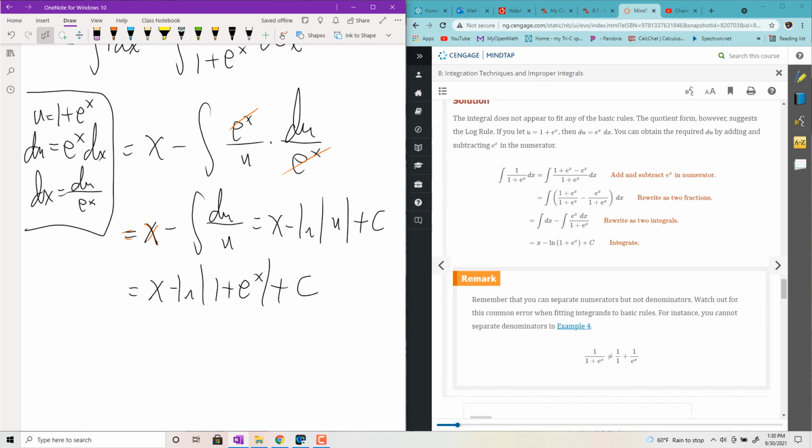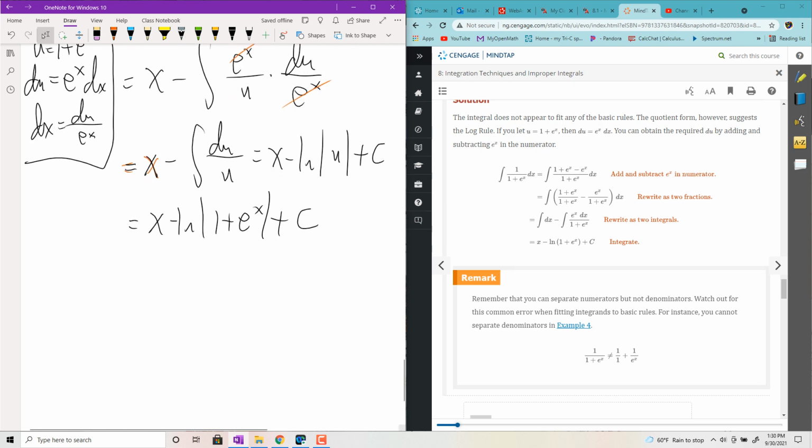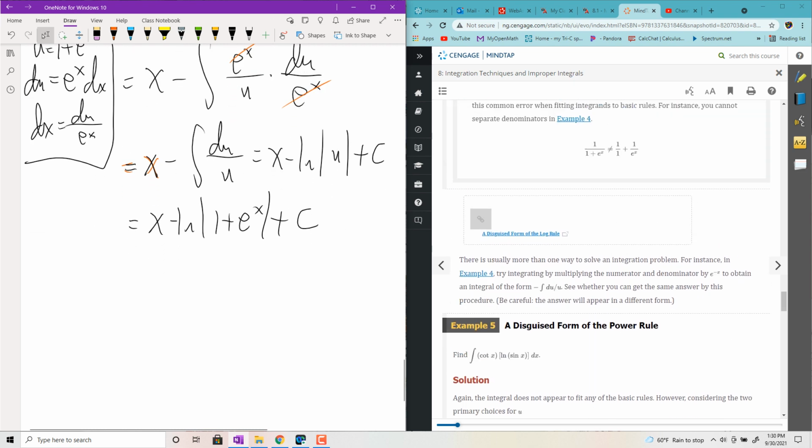Yay. Note they didn't use absolute values again because 1 plus e to the x is always positive. Some trig stuff. So example 5. These problems are starting to look more and more impossible, but they're not.